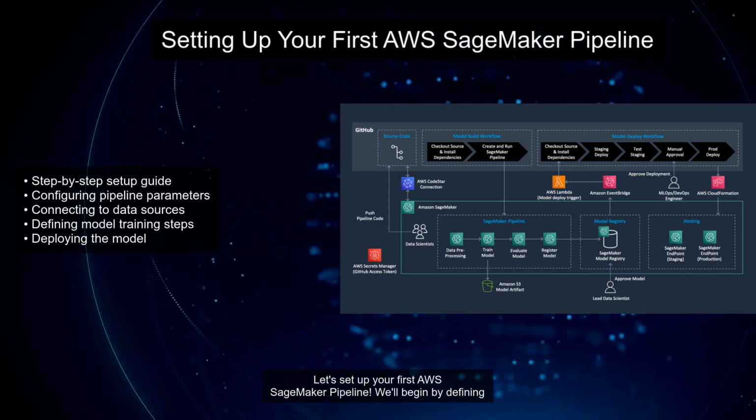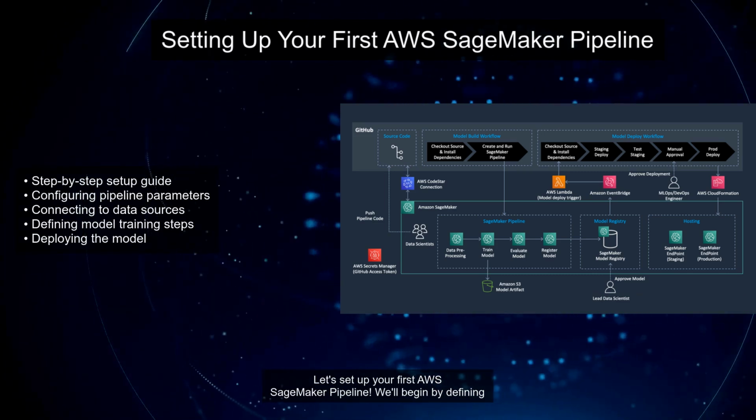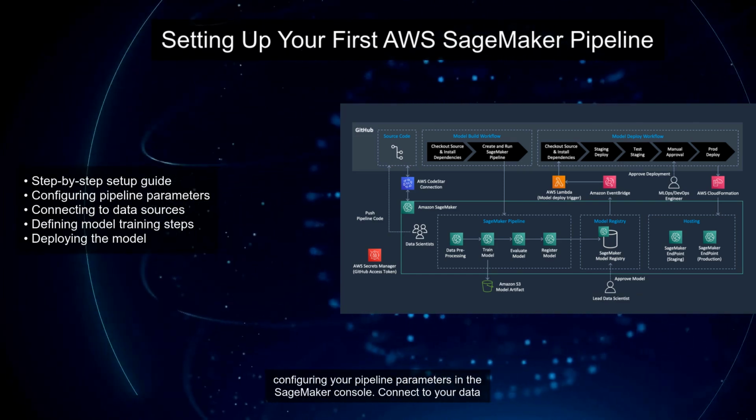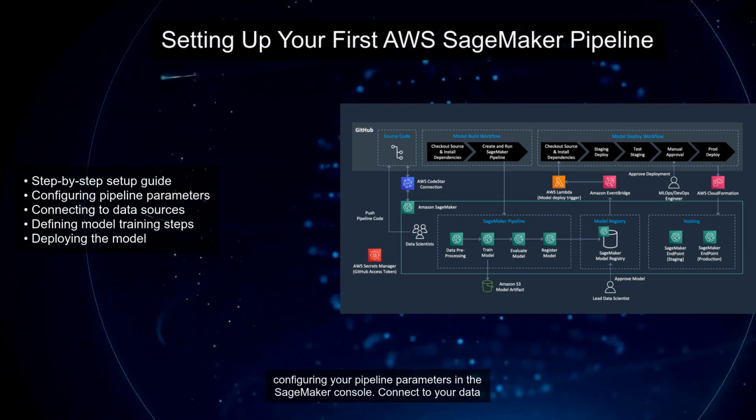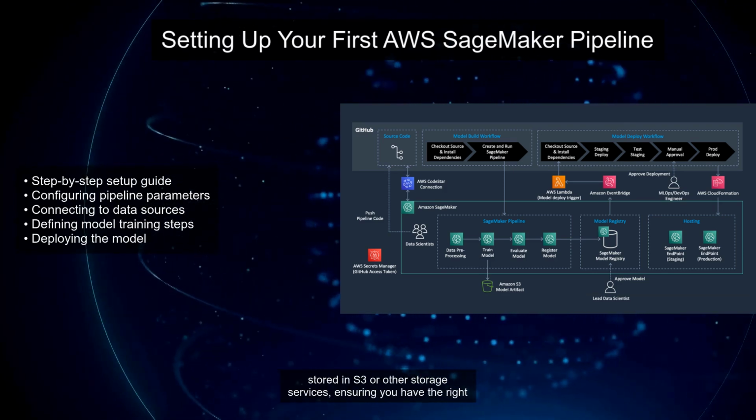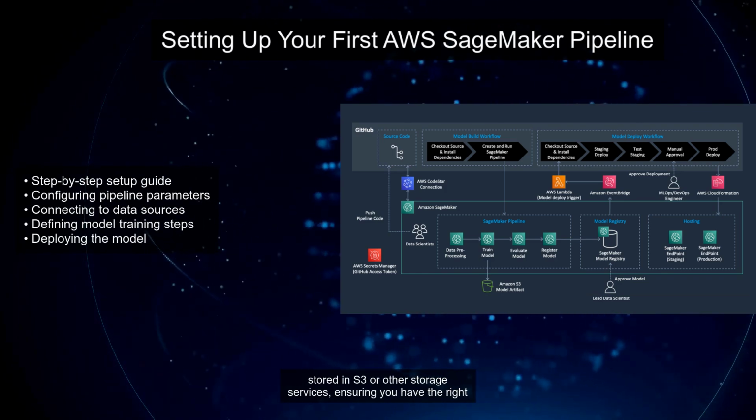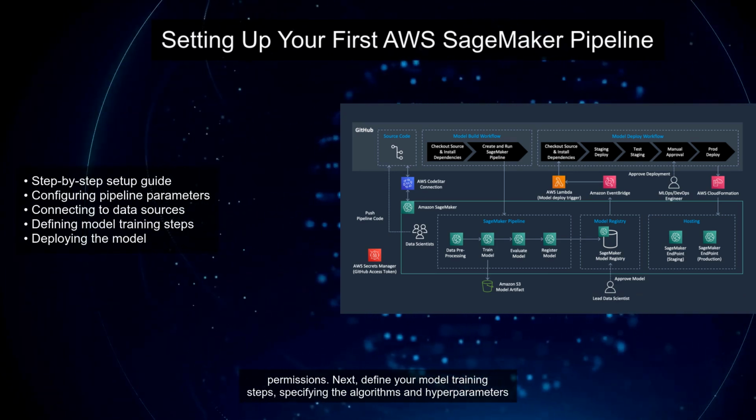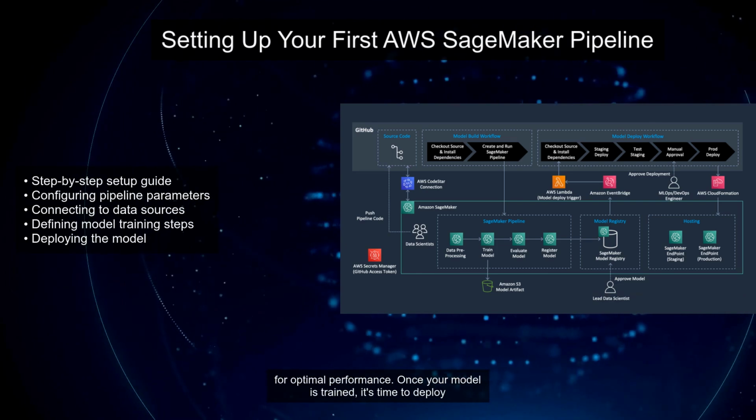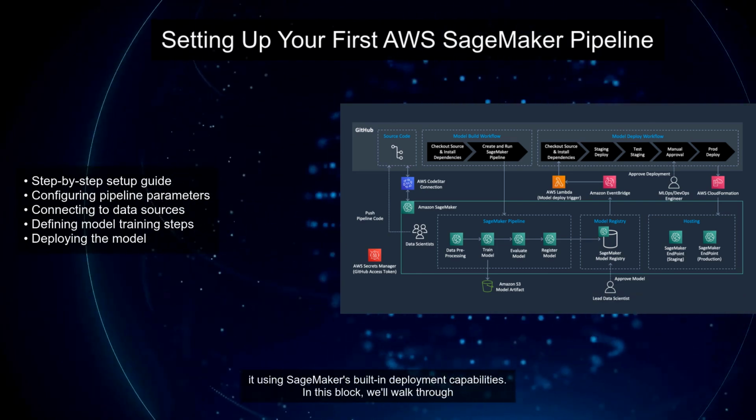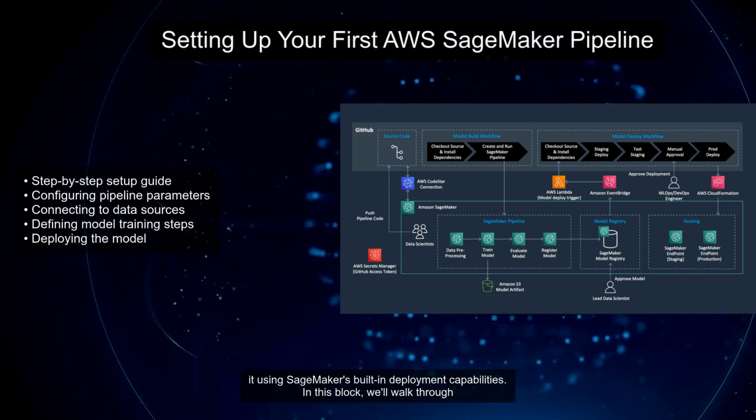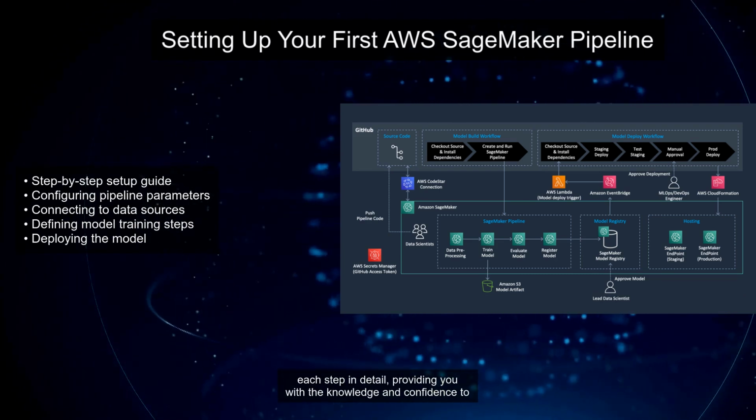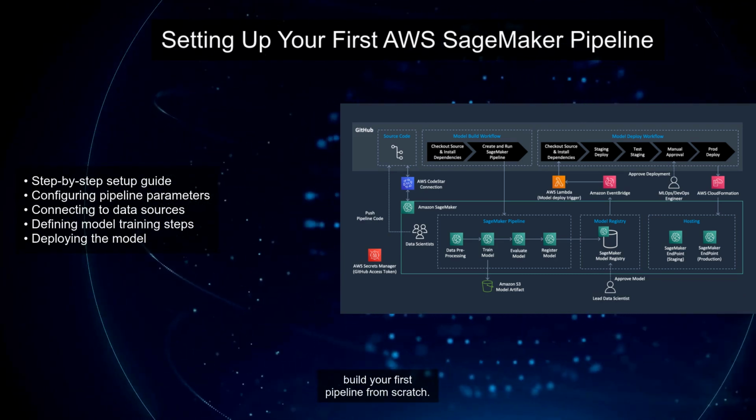Let's set up your first AWS SageMaker pipeline. We'll begin by defining the essential components: data sources, processing steps, training, and deployment. Start by configuring your pipeline parameters in the SageMaker console. Connect to your data stored in S3 or other storage services, ensuring you have the right permissions. Next, define your model training steps, specifying the algorithms and hyperparameters for optimal performance. Once your model is trained, it's time to deploy it using SageMaker's built-in deployment capabilities.